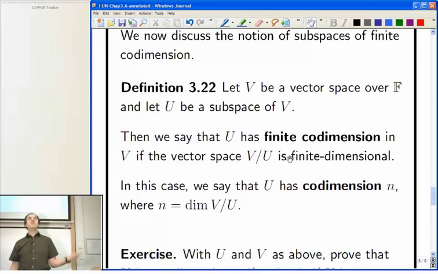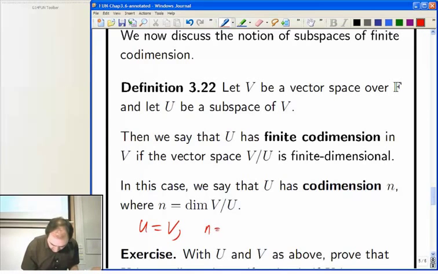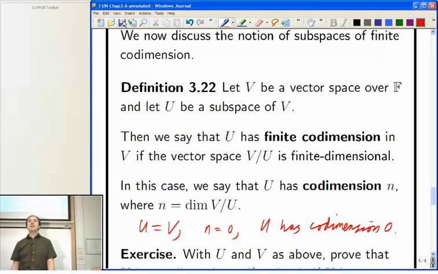Now, if it's finite dimensional, then of course it's got a unique dimension and you can count it. This is like the deficiency of your space: U isn't quite as big as V, it's missing a few dimensions, and you want to know how many dimensions are missing. To count how many dimensions are missing, you take the quotient and you measure its dimension. And that's unique. The dimension of a vector space is unique, so you can measure the codimension of your space. Of course, one possibility is zero. If U equals V, then the codimension is zero. But that's not very exciting. We're mostly going to be interested in codimension 1.